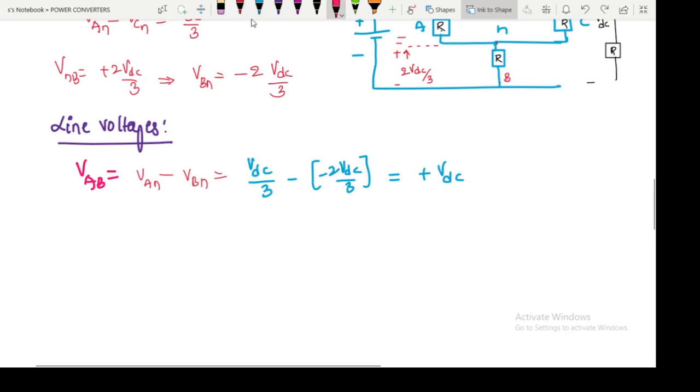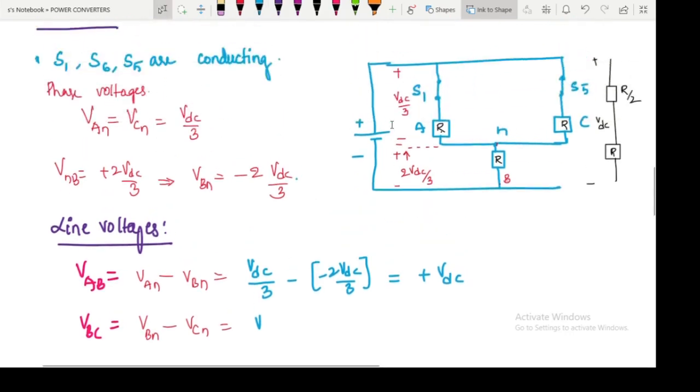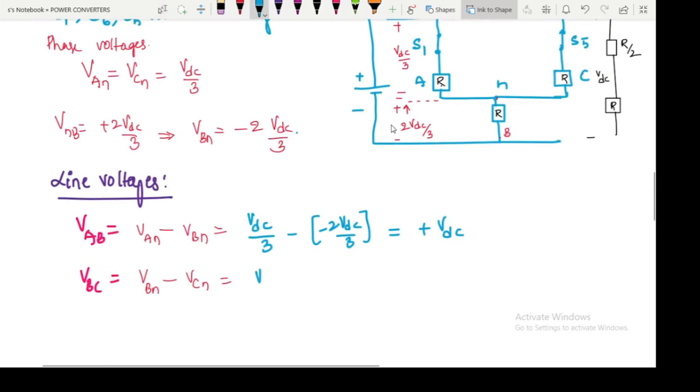The second line voltage is VBC, which is equal to VBN minus VCN. VBN is minus 2 VDC by 3, right? So we are substituting these values here. VBN is minus 2 VDC by 3, minus VCN, which is VDC by 3. So this will be minus VDC.